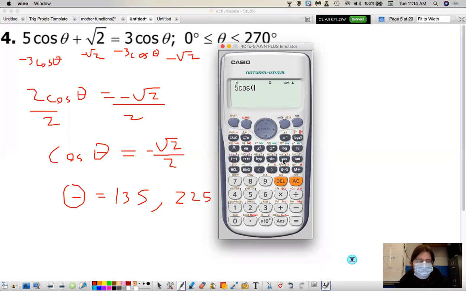Check it out. 5 cosine of 135 plus square root of 2, and that is negative 3 square root of 2 over 2. 3 cosine of 135 is the same thing. So it works. And I can check the other one. It's going to work.